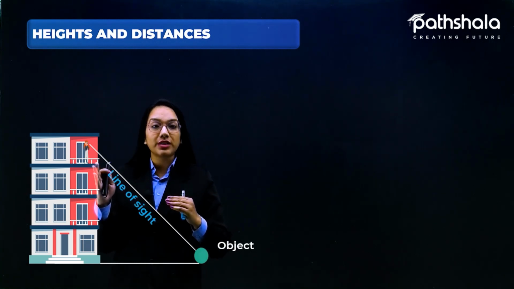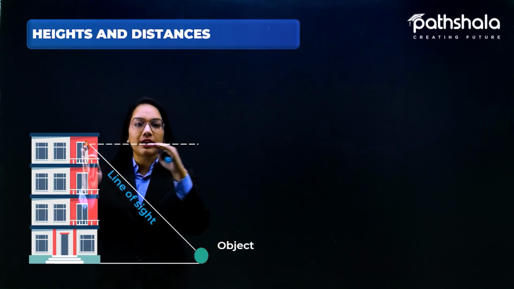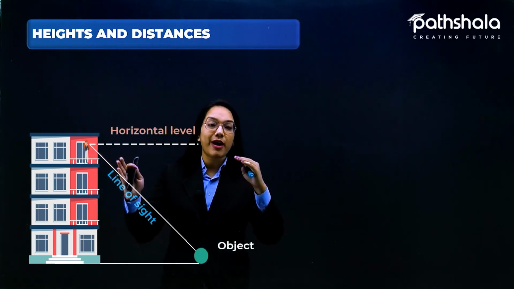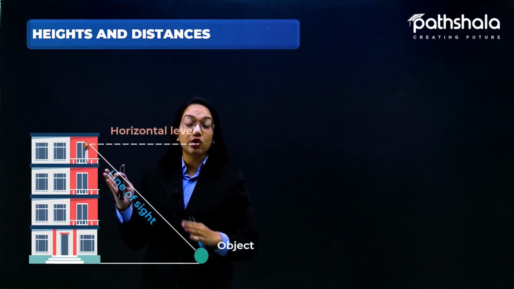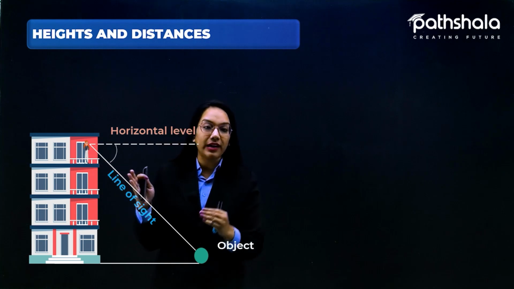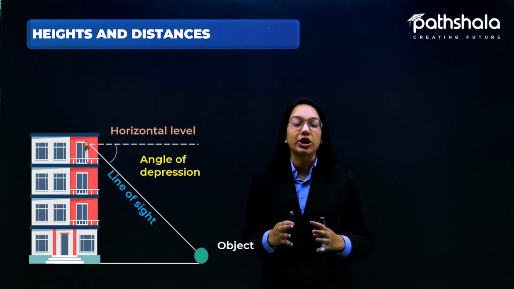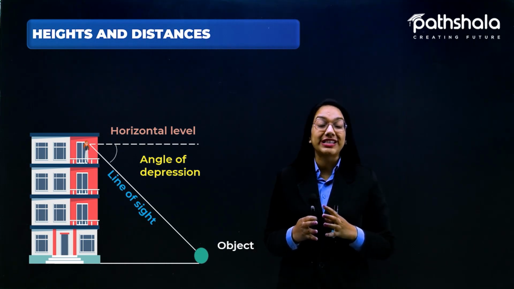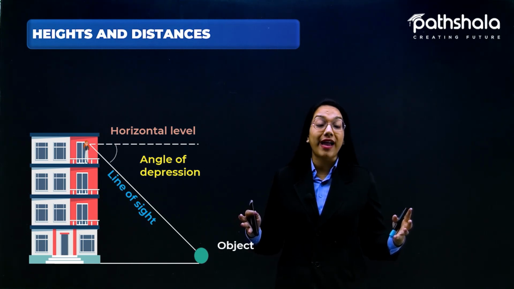Let us suppose that this is my line of sight and I'm taking this particular line over here, which is the horizontal level. This is my horizontal level, and with the horizontal level the line of sight is making a particular angle over here, and this angle is called the angle of depression. This angle is called the angle of depression. So this is another kind of angle which is different from the angle of elevation.